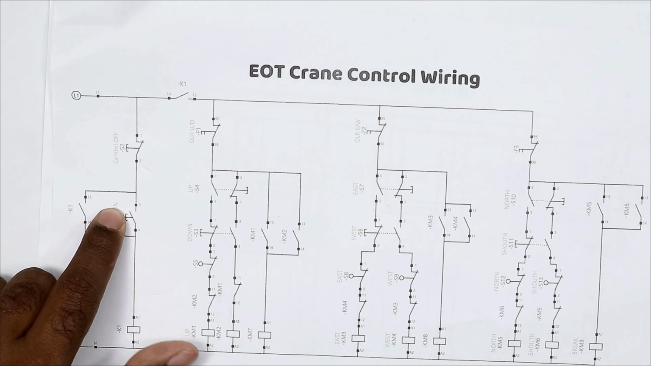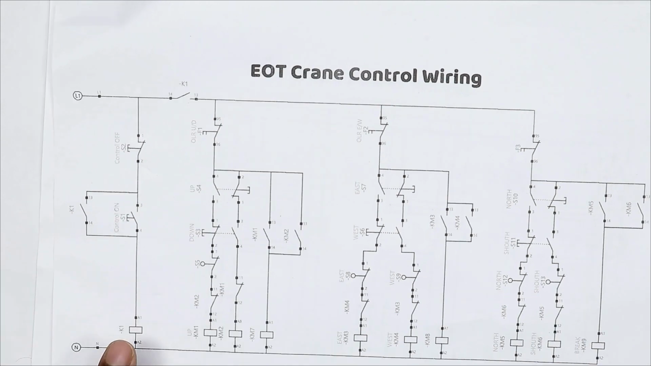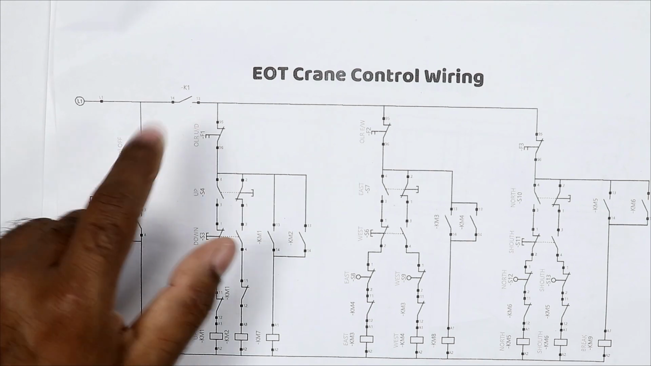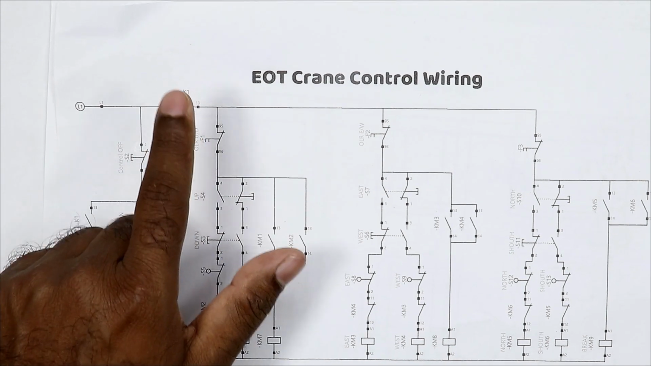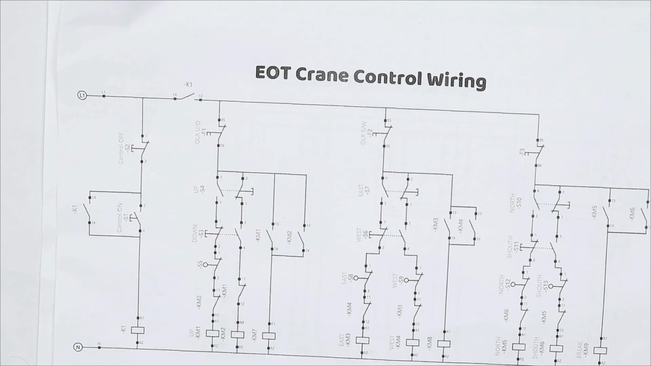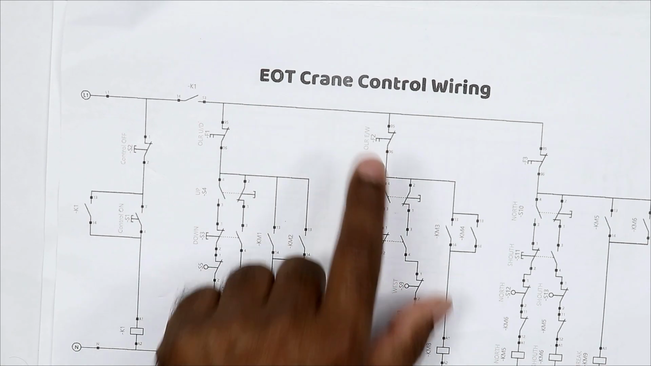If power supply is coming here, then by pressing the start push button, we can turn on this relay. After turning on this relay, this NO contact will get closed, and due to this, power supply flows from here. When we press the start push button here, this EOT crane will start working.